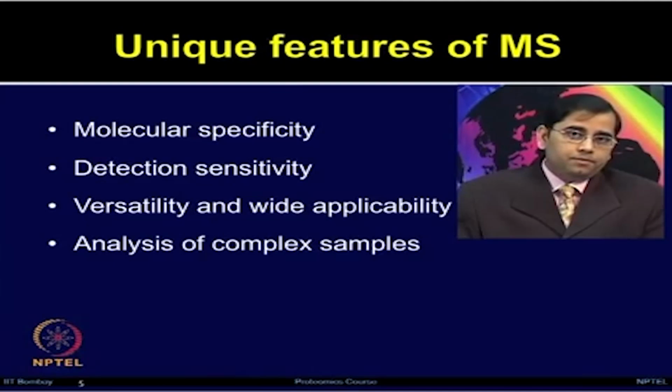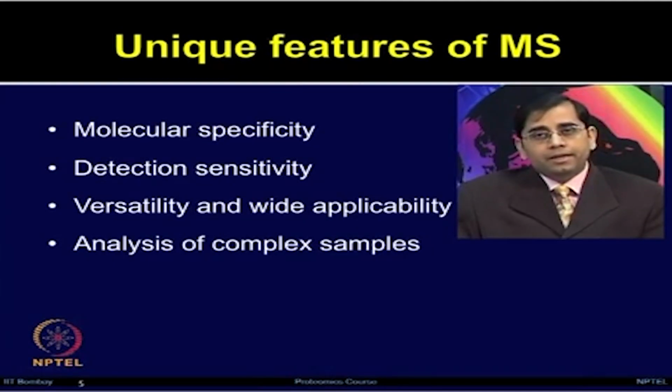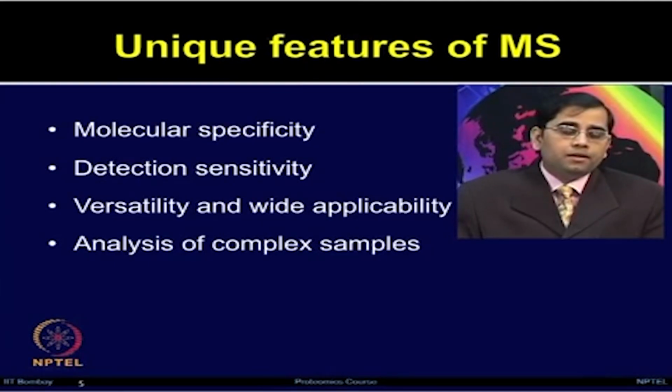So, what are the unique features of mass spectrometry? Molecular specificity. Due to its unique ability to accurately measure molecular mass and provide fragment ions of the analyte, mass spectrometry offers molecular specificity. It provides ultra high detection sensitivity. So, in theory, MS can detect even a single molecule, and even sensitivity at the attomole and zeptomole level has been demonstrated.